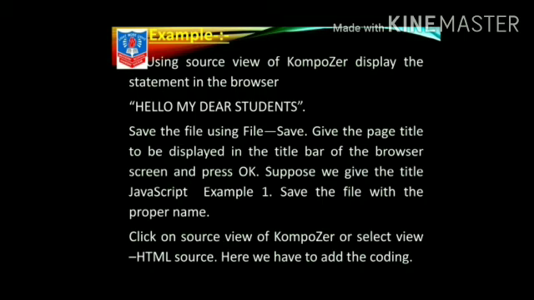Okay, now save the file using the File menu and Save option. Give the page title to be displayed in the title bar of the browser screen and press OK. Suppose we give the title JavaScript example 1. Save the file with a proper name. Click on the source view of Composer or select View, then HTML source. Here we have to add coding.